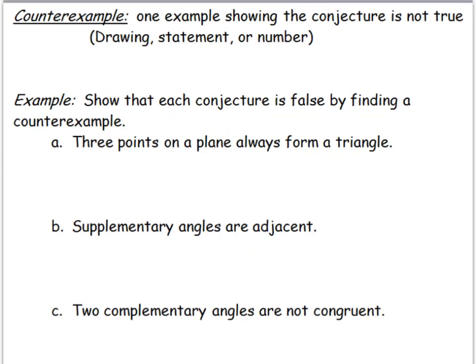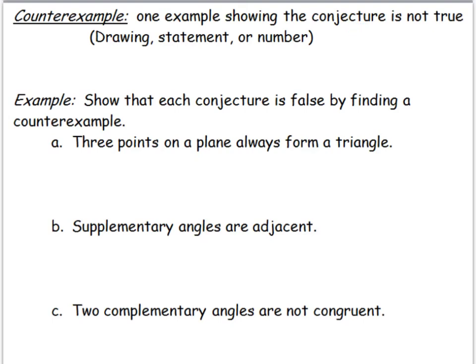So when we talked about the definition of conjecture, I had dropped the word counterexample. So this gives us an opportunity now to talk about what the definition of a counterexample is. A counterexample is just one example that shows the conjecture is not true. Now it comes in a couple different varieties. Either you can draw it out, you can write it out as a sentence, or you can come up with a number. All of these are just proving that our conjecture would not be true.